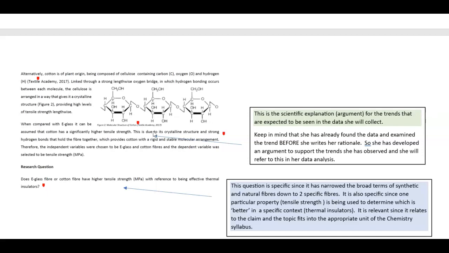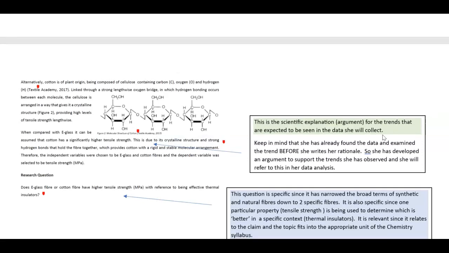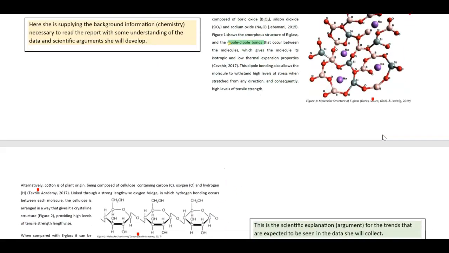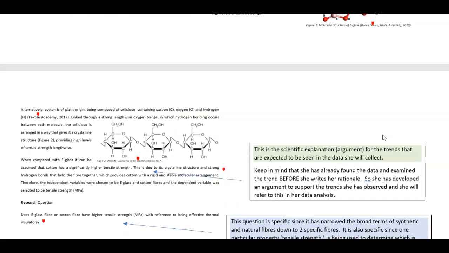She's done a lot of research and reading to be able to understand that particular chemistry, and you will do the same. It's important to keep in mind that by the time she writes the entire rationale, she has found the data that backs up her argument. She knows what the trends are that will be observed. You don't write a rationale before you've found the data and analysed it. So it sounds very complicated and very scientific, but she's done a lot of work before she can actually write this rationale.